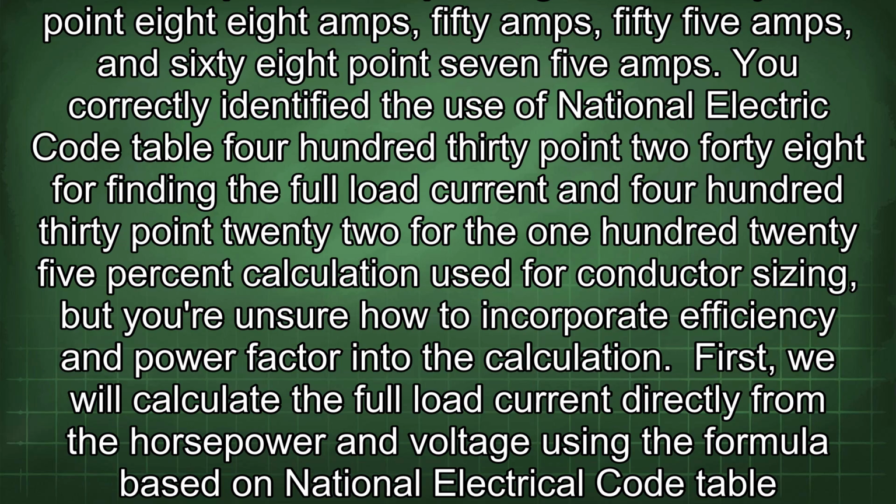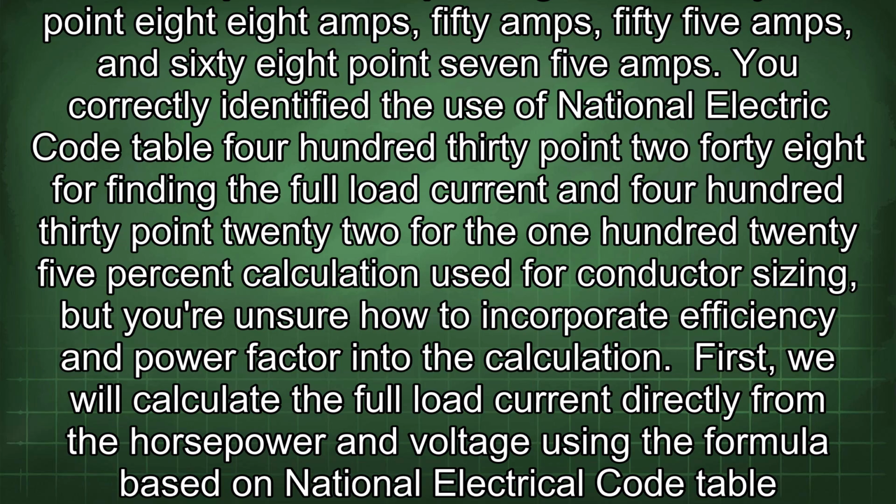The multiple choice options given are 46.88 amps, 50 amps, 55 amps, and 68.75 amps. You correctly identified the use of National Electric Code Table 430.248 for finding the full load current and 430.22 for the 125% calculation used for conductor sizing, but you're unsure how to incorporate efficiency and power factor into the calculation.